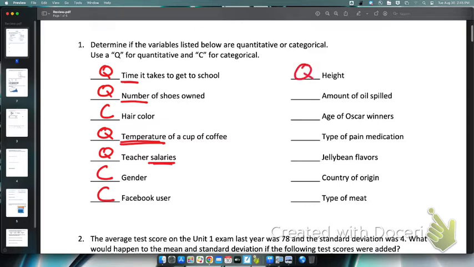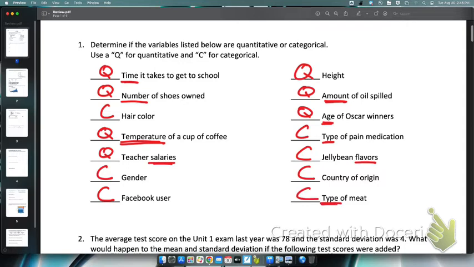Height, I'm measuring something, that is quantitative. Amount of oil spilled, that is quantitative. Age, we can go ahead and say that's quantitative. Again, if I put them into age ranges, then that would be categorical. Type of pain medicine, that is categorical. Jelly bean flavors, that is categorical. Country of origin, categorical. And type of meat is categorical.